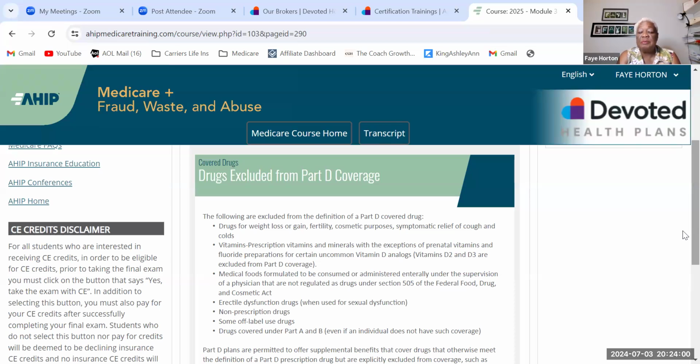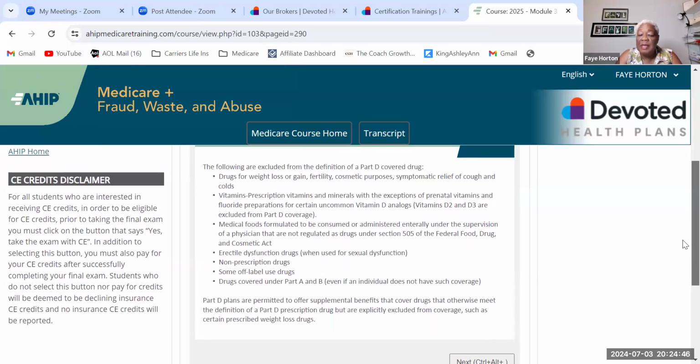Medical foods formulated to be consumed or administered internally under the supervision of a physician that are not regulated as drugs under Section 505 of the Federal Food, Drug, and Cosmetic Act are not covered. Erectile dysfunction drugs, when used for sexual dysfunction, are not covered. Non-prescription drugs are not covered. Some off-label use drugs are not covered. Drugs covered under Part A and B, even if an individual does not have such coverage, are not covered under Part D.